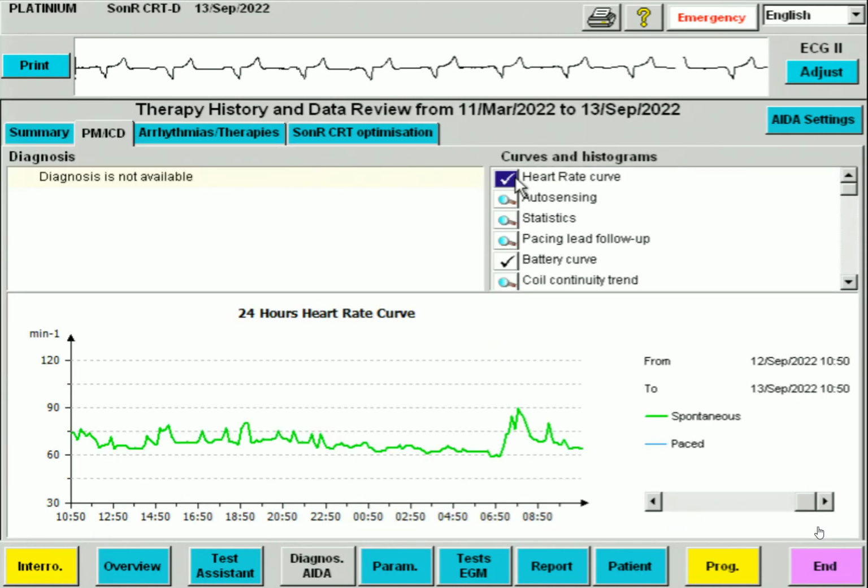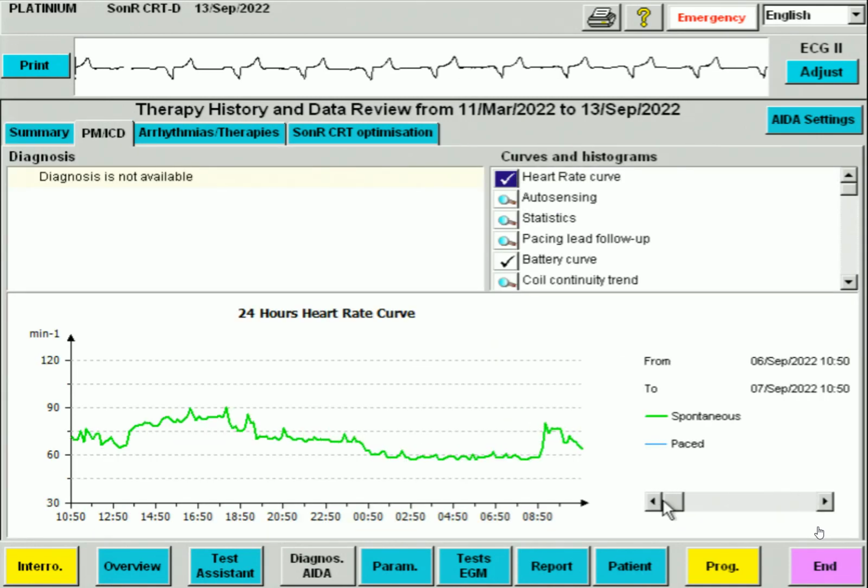In the next screen, we can observe the heart rate curves of the previous few days. Very useful to see whether the patient has shown any signs of chronotropic incompetence. It's important to realize that these are atrial frequencies.